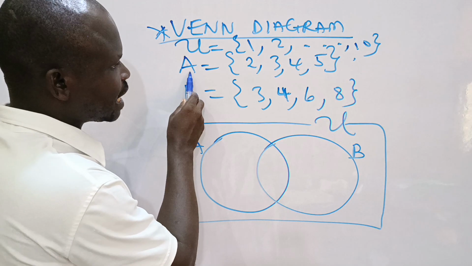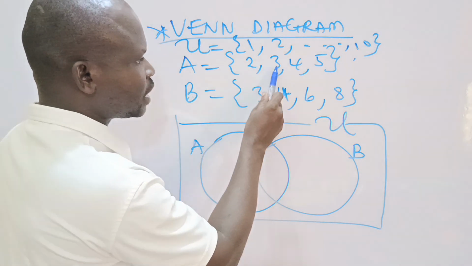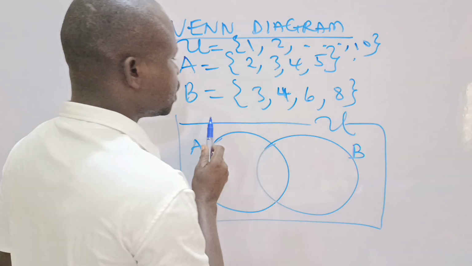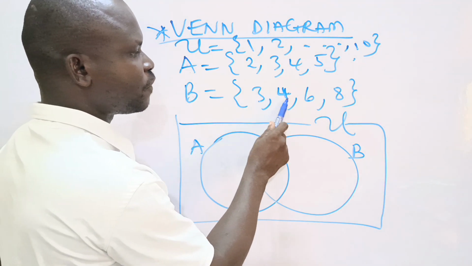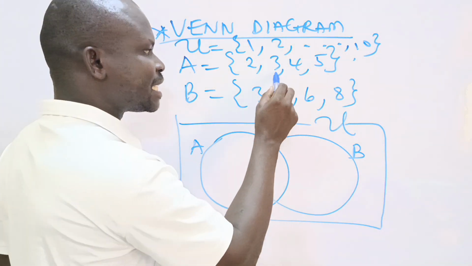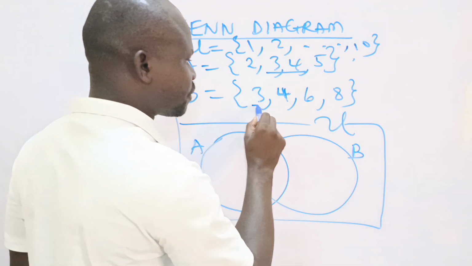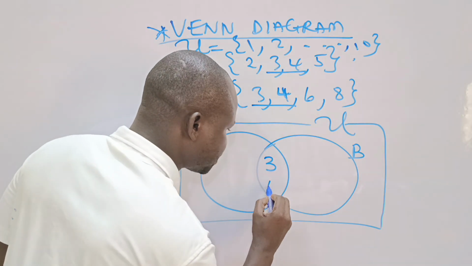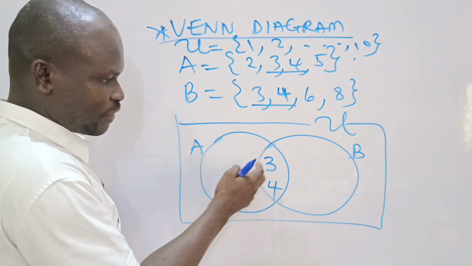Let's start with set A. How many elements do we have? 2, 3, 4, 5. Set B, how many elements do we have? 3, 4, 6, 8. But you realize that we have 3 and 4 here, and we also have 3 and 4 here. So we represent them here, because that's where they overlap. They have this in common.